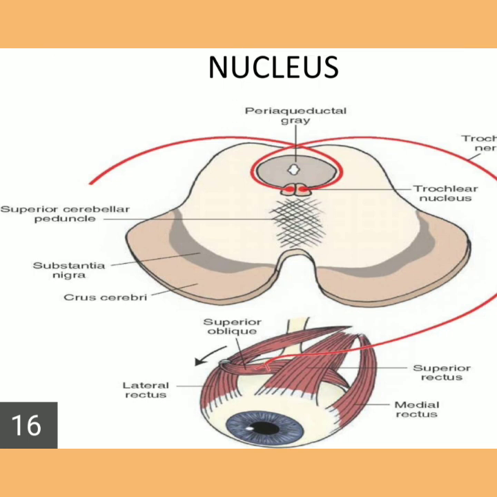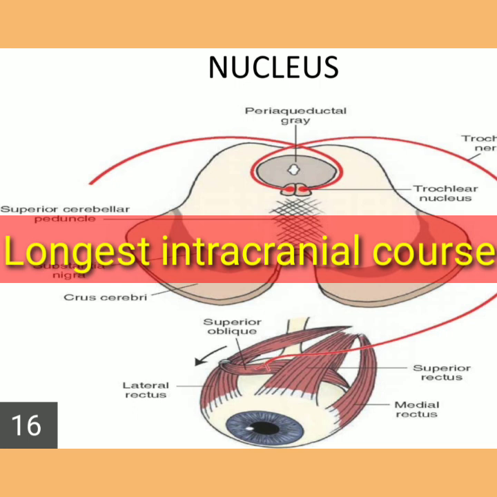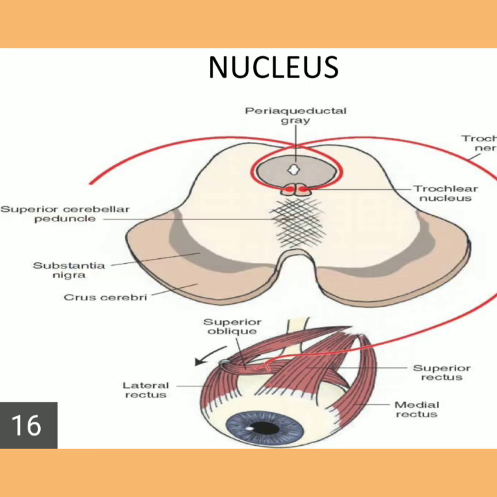The next unique feature is that the nucleus receives only ipsilateral corticonuclear fibers, and phylogenetically it is the nerve of the third eye. The trochlear nerve has the longest intracranial course of all the cranial nerves. That's all about the unique features of the trochlear nerve.